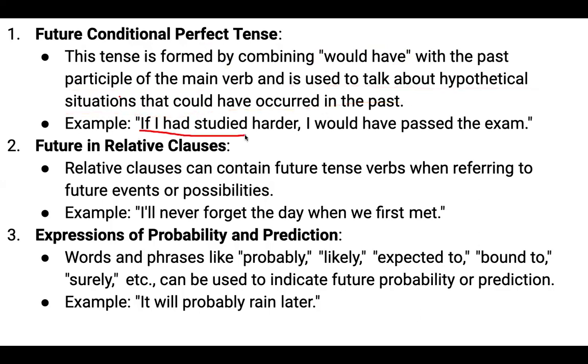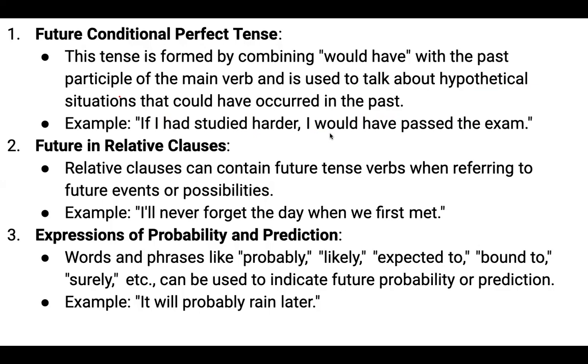If I had studied harder, I would have passed the exam. Here you can find that "had studied" is given, which is the past perfect, and "I would have passed the exam." Now, this kind of statement is clearly a conditional, indicating an imaginary or impossible situation.